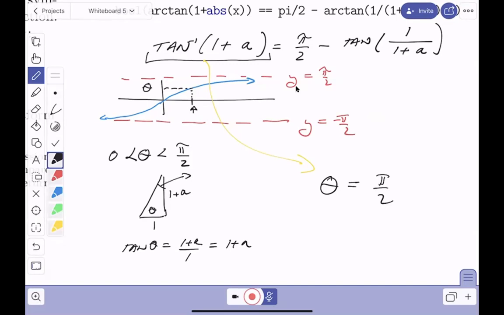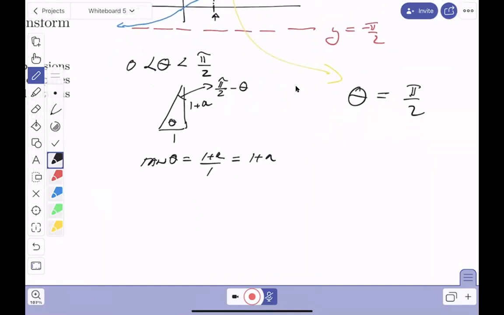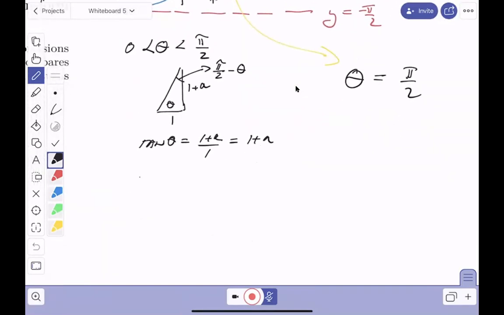Now I'm going to talk about this angle over here. Now what is that angle? That angle over there, well, that's the complement. So it's going to be pi over 2 minus theta. Now what I want to write down is the tangent of pi over 2 minus theta. And what's that going to be? Well, I'm looking at that picture over there. It's going to be the opposite to that angle, which is 1, over the adjacent, which is 1 plus A.